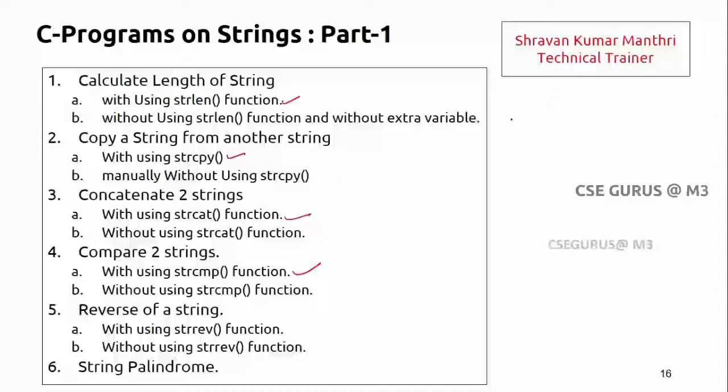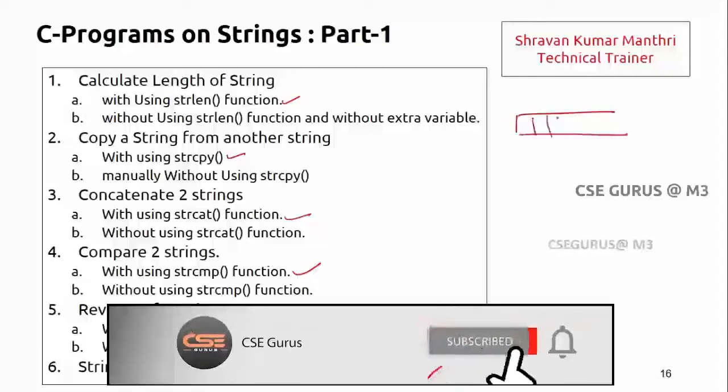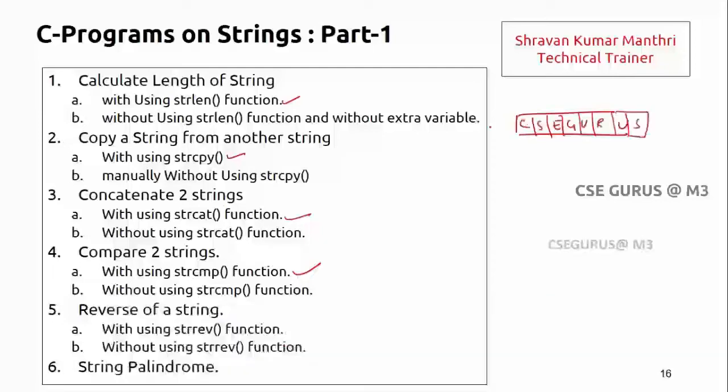So first thing, how do we need to proceed? Let me take a string here. If I take a string str, CSE GURUS, the index starts with 0, and whenever you take it as a string, as part of the concept of C, the last character must be the null character. Now we have to get the count. The count will be 8, right?